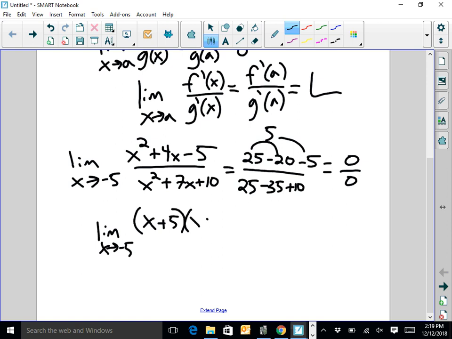What numbers multiply to 10 but add to 7? That would be 5 and 2, so we get x plus 5 and x plus 2. And then you would have canceled out the x plus 5s. That was what was giving us the problem.